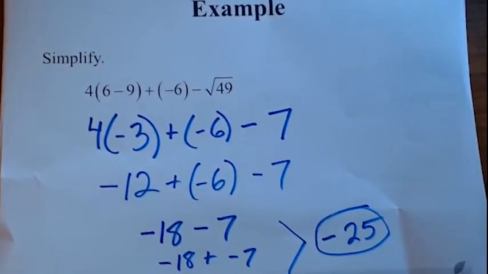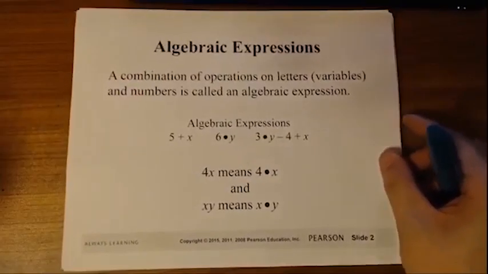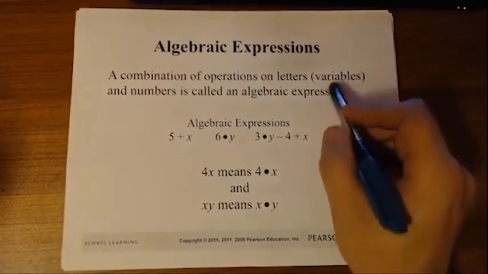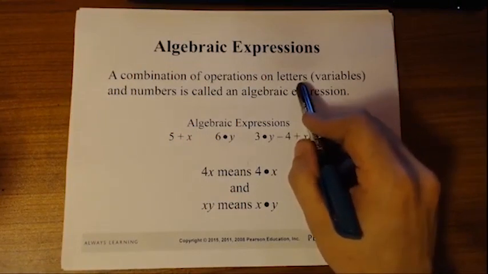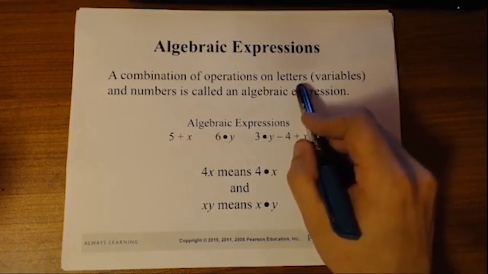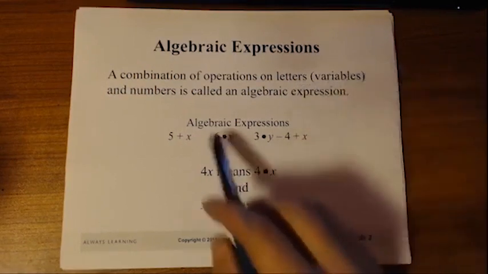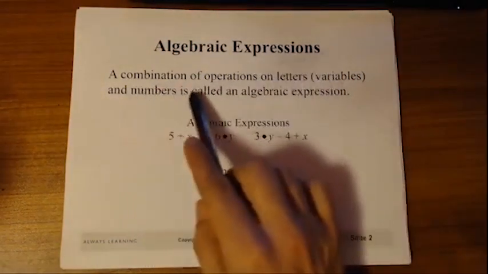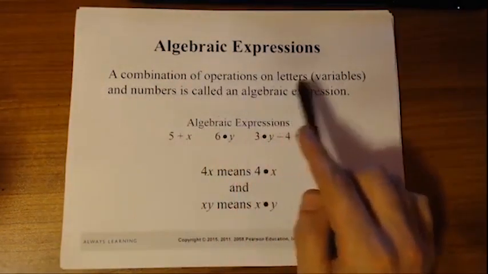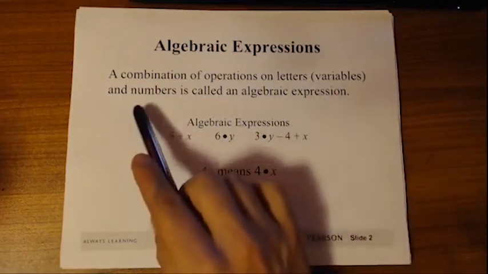A variable is a letter. We'll talk about what that letter means in just a second. But an algebraic expression is a combination of operations on letters, variables, and numbers.